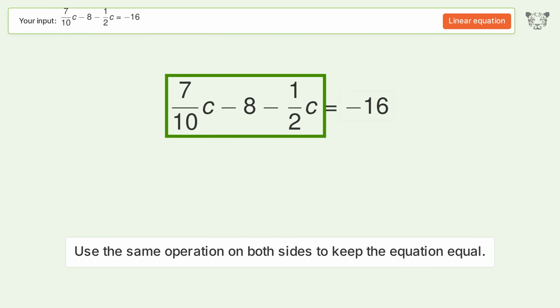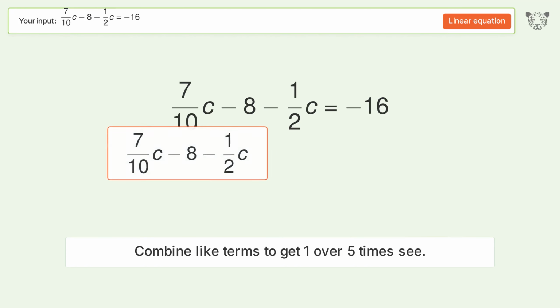First, combine like terms within each side. This simplifies each expression without changing its value. Combine like terms within each side. The variable coefficients on the left combine to give 1 over 5 times c.